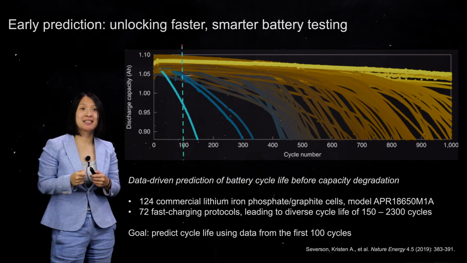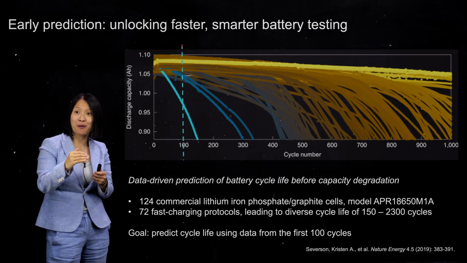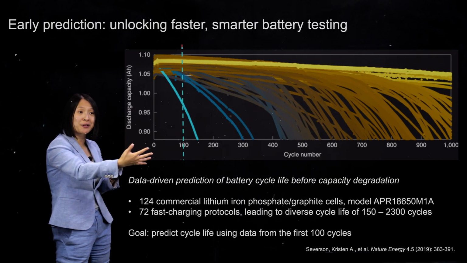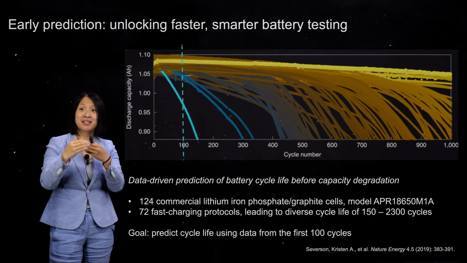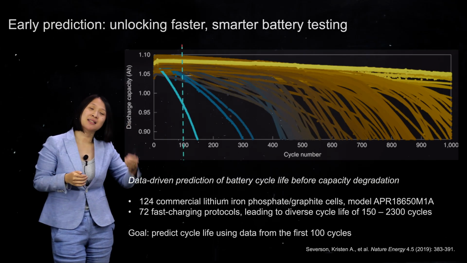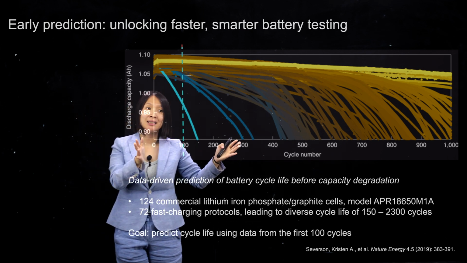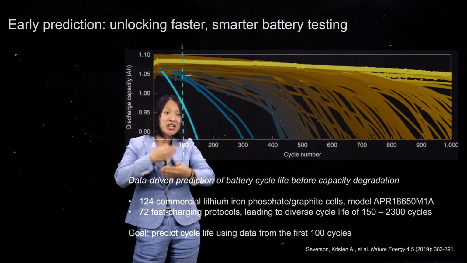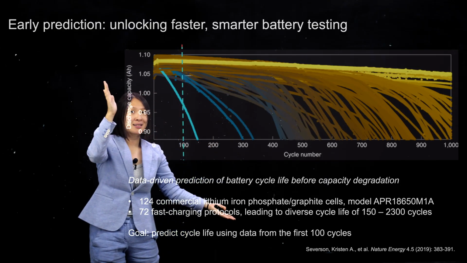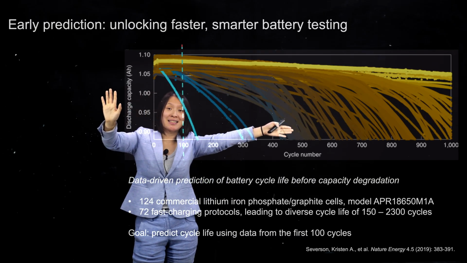In this case, it is defined as when the battery reaches 80% of the state of health value. And we want to make a model to predict the cycle life of batteries before the degradation in capacity measurement is very obvious. In other words, the researchers cycled through 124 commercial lithium-ion batteries, and by changing their fast charging protocols, that leads to a diverse cycle life of batteries from 150 cycles to over 2,000 cycles.